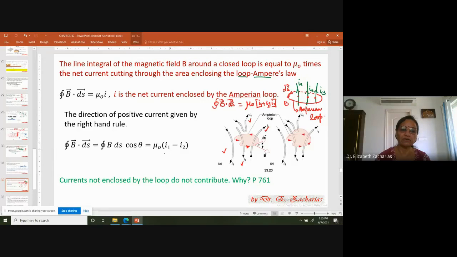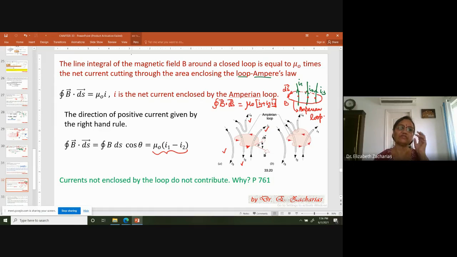Therefore, you will write mu naught (I1 minus I2). I1 is positive, I2 is negative. What happens to I3 and I4? I3 and I4 are not cutting through the light pink surface, so you don't have to consider them. That is the reason why you only consider the currents which are enclosed by your Amperian loop. And again, use the right hand rule to decide which are the positive currents and which are the negative currents.